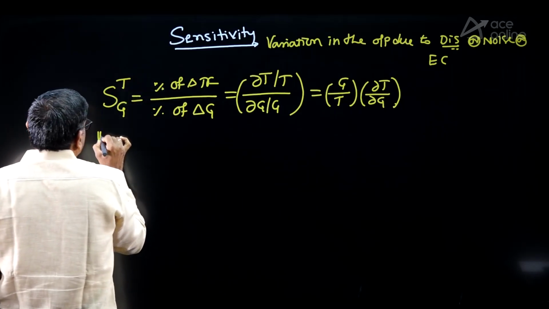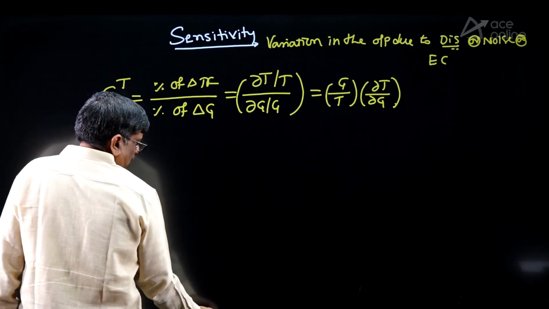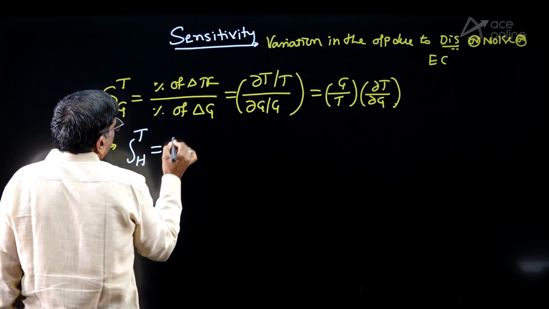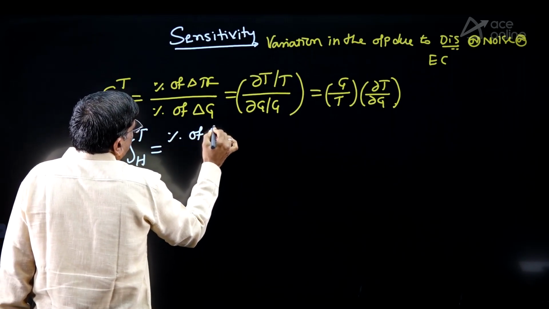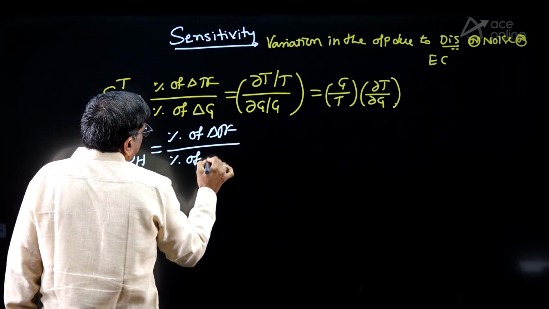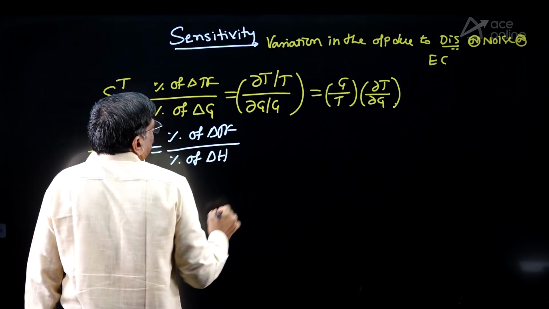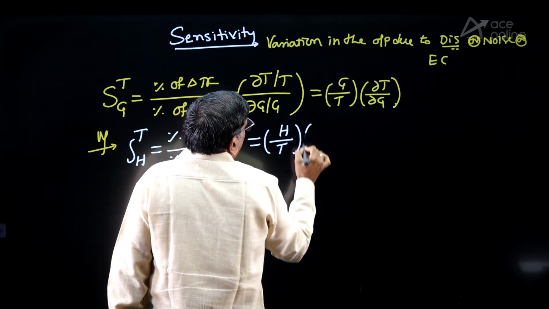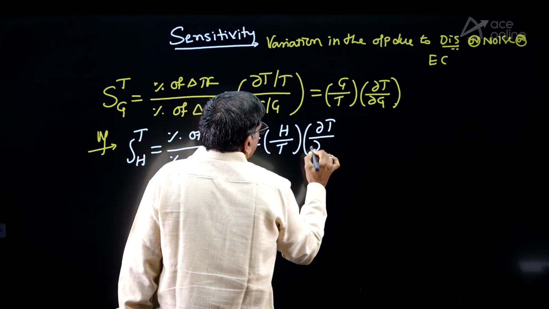Similarly, S_H^T, if you write, equals percentage of change in transfer function by percentage of change in H. So simply you can write it as H/T into ∂T/∂H.